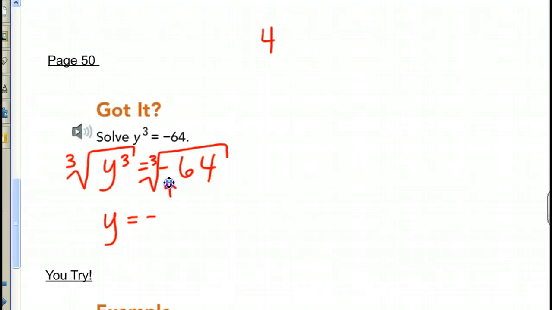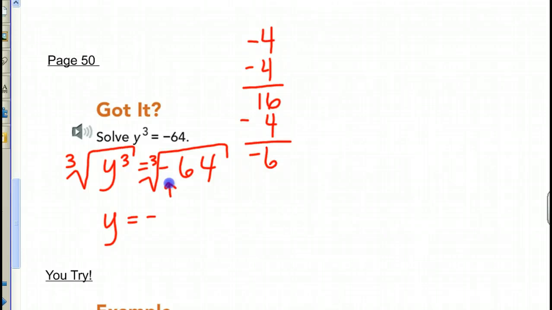Not only are we going to try 4, we're going to try negative 4. So negative 4 times negative 4 gives us a positive 16. If we multiply 16 by negative 4, we in fact get negative 64. So we know our answer is y equals negative 4.